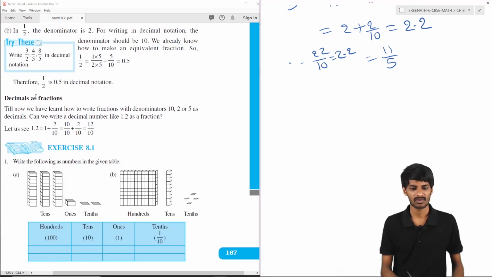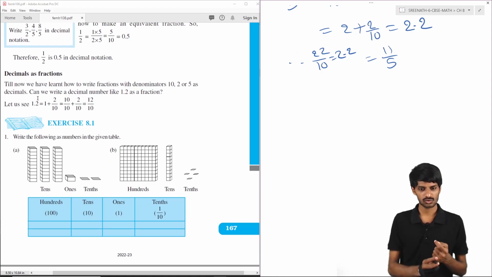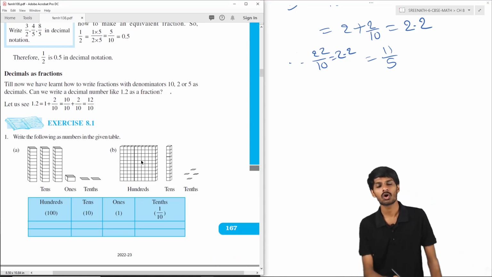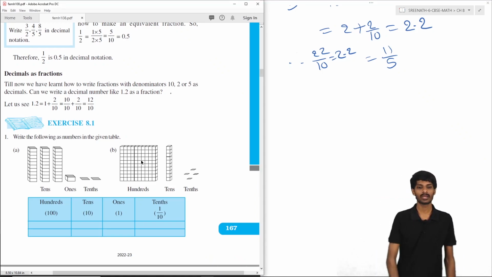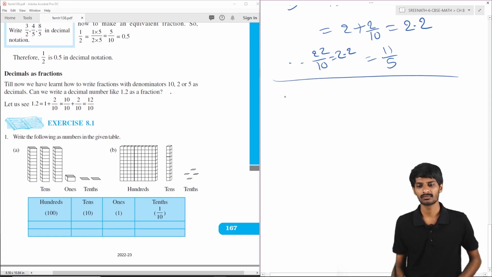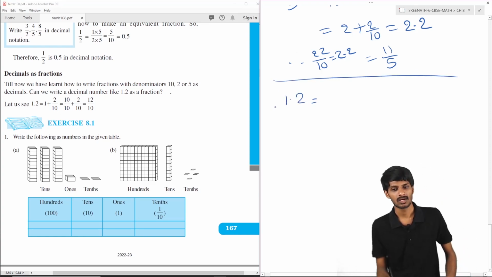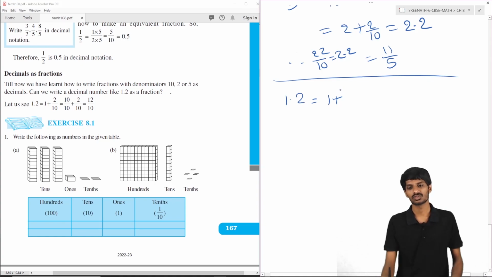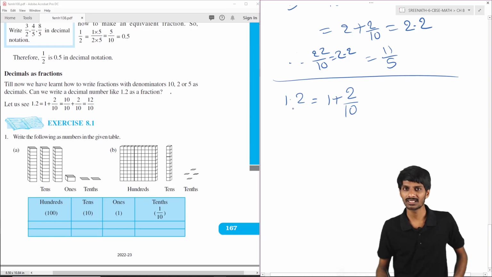Now how to write decimals as fractions? So students, if your fractions have denominator 10, 2 or 5, we know how to write them as decimals. Now we have to write decimals in terms of fractions, students. Suppose you are given the decimal 1.2. How will you write it? 1.2 is nothing but 1 plus 0.2. After the decimal point, the first place is 1 tenths. How many 1 tenths are there? 2 1 tenths are there. How many ones are there? Only 1 one.